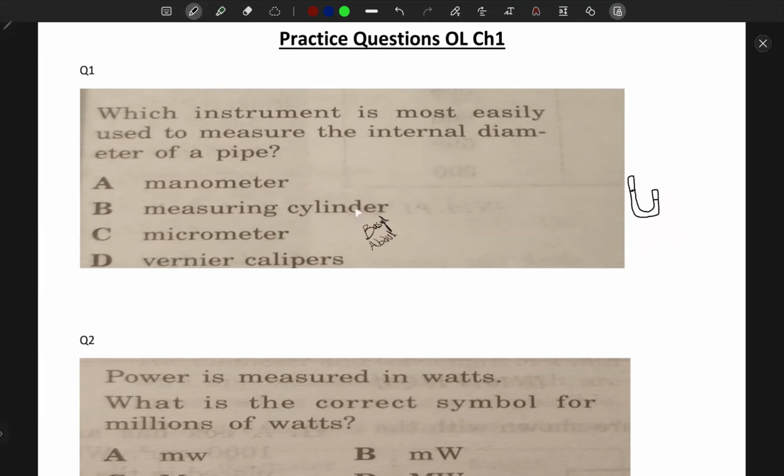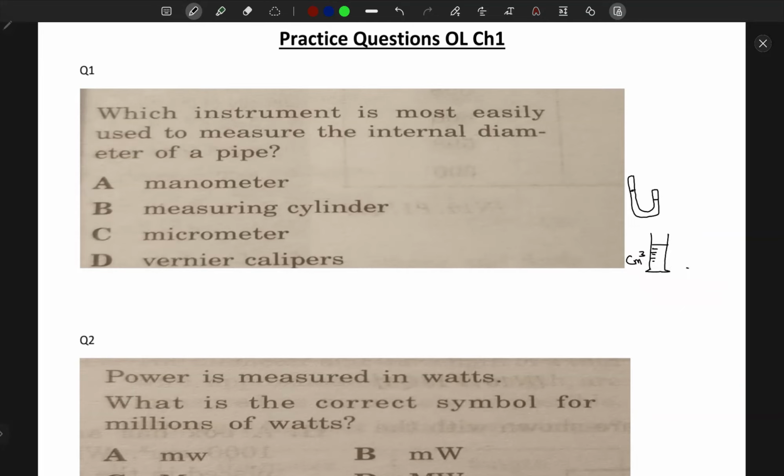Then you have the measuring cylinder. A measuring cylinder is used to measure volumes, right? So it's a cylinder, ignore my drawing. You fill the cylinder and we measure volume. So you measure volume with this, and it's given in centimeter cube.